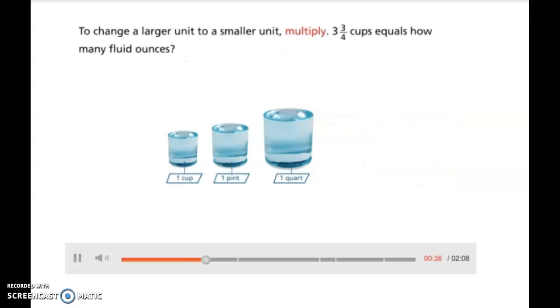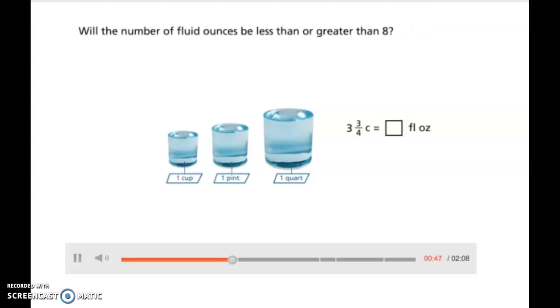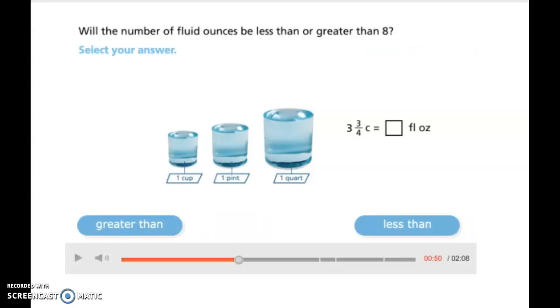To change a larger unit to a smaller unit, multiply. 3 3/4 cups equals how many fluid ounces? Will the number of fluid ounces be less than or greater than 8? Select your answer.